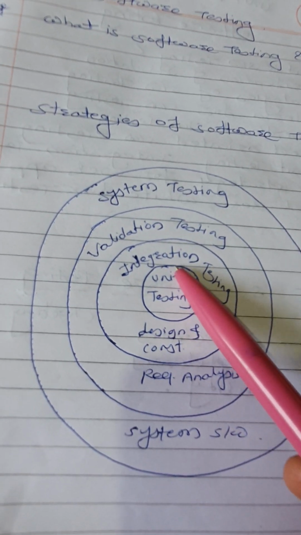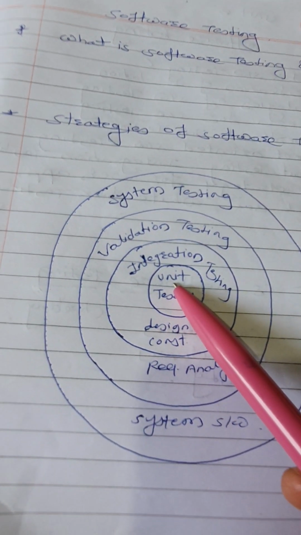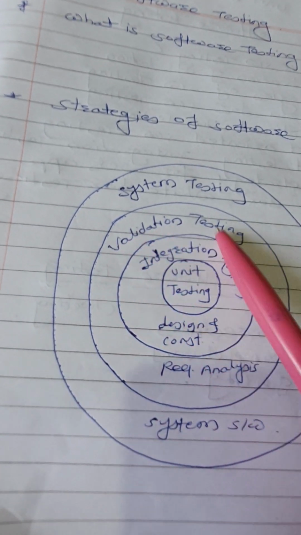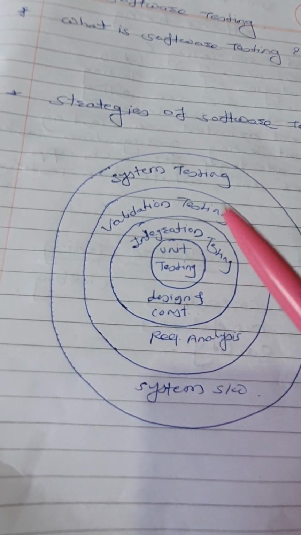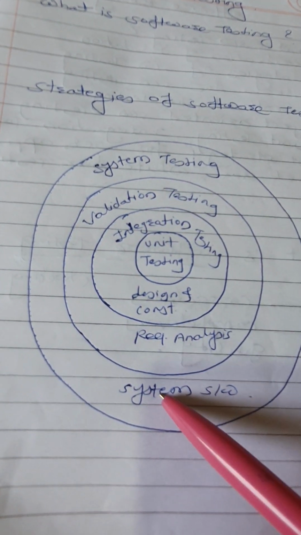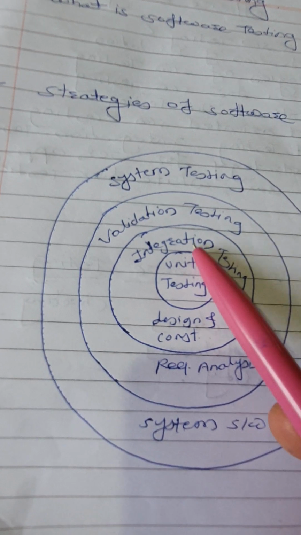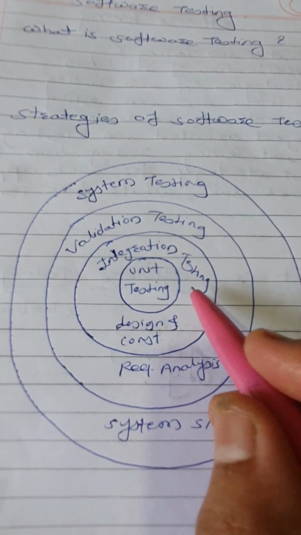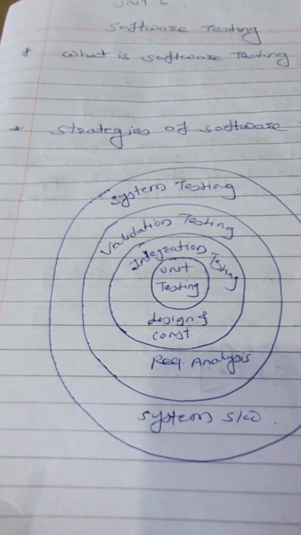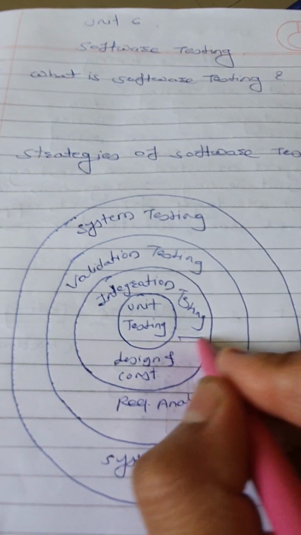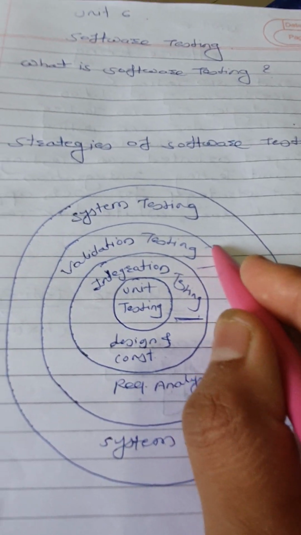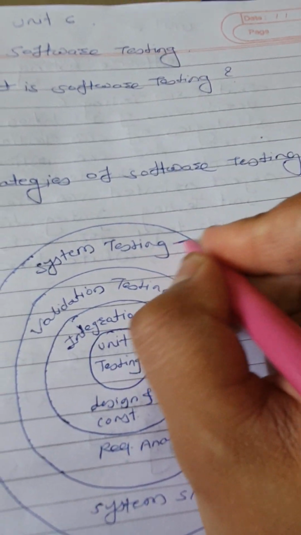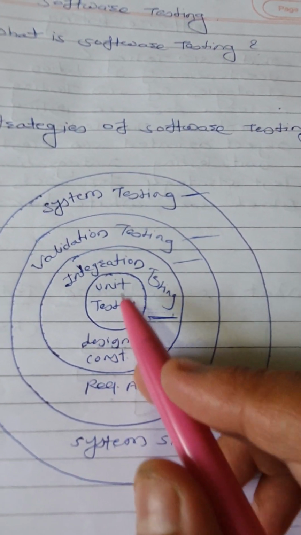Unit testing, integration testing with design and construction, validation testing with requirement analysis, and system testing with system software. Means unit testing, integration testing, validation testing, and last one is system testing. These are the phases or levels or strategies of software testing.